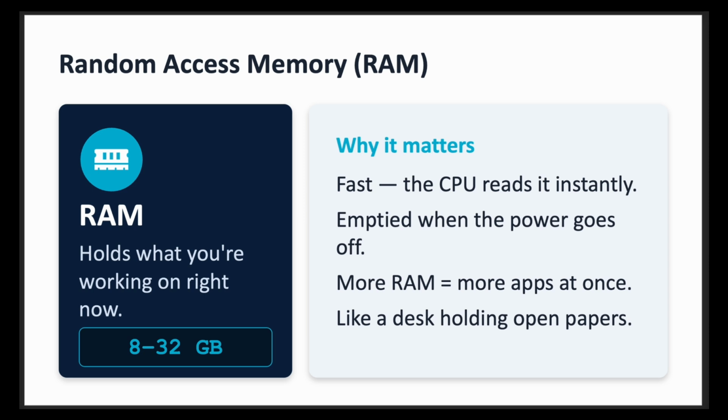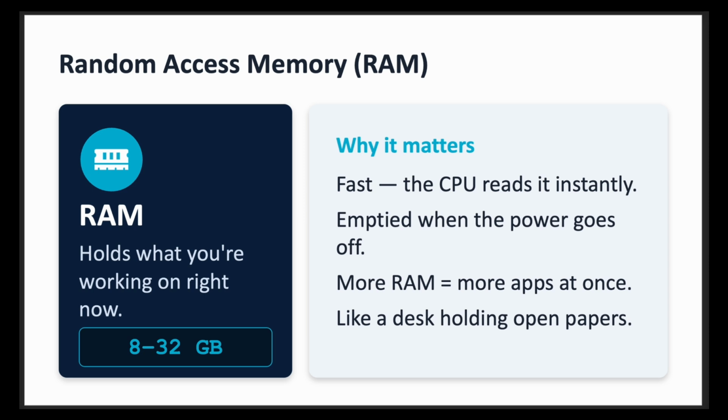But the trade-off for that speed is volatility. Right. The moment the power drops, that workspace is wiped completely clean. Yes. But why design a system like that? Why make a workspace where a simple power outage destroys everything? Well, to achieve the nanosecond response times the CPU demands, RAM relies on capacitors that constantly need electrical refreshing. The moment that power goes off, the charge dissipates and the data instantly vanishes. It prioritizes sheer speed over permanence.